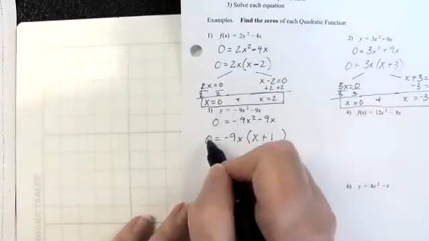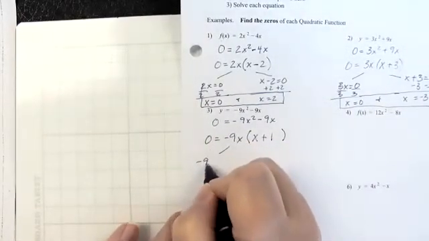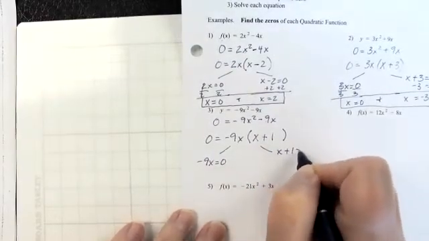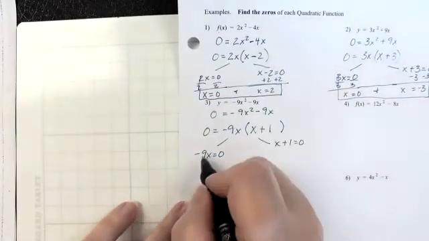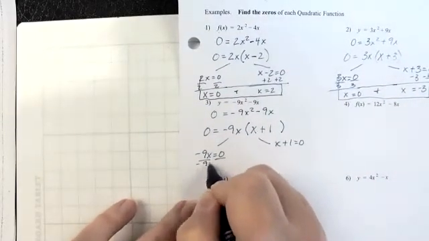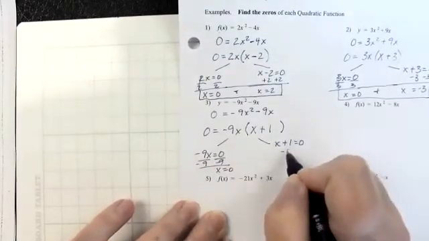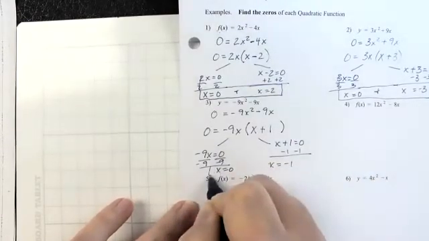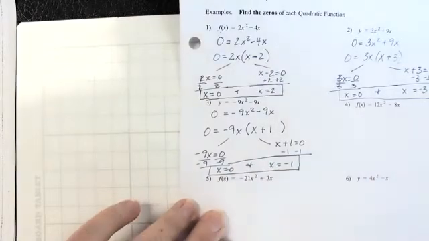So then we have, with the zero product property, either negative 9x equals 0 or x plus 1 equals 0. So then we'll divide each side by negative 9 here to get x equals 0. Subtract 1 from each side here to get x equals negative 1. So our solutions are x equals 0 and x equals negative 1.